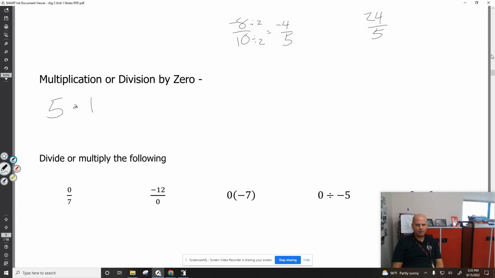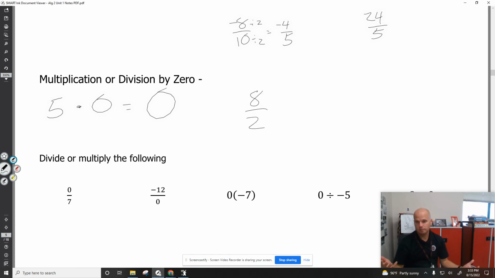What if you have 0 groups of 5? Like you have no groups of 5 at all. What do you have? 0. Right? Doesn't that make sense? So that's multiplication by 0. Whenever you multiply by 0, you get 0. You have 0 groups of whatever. 0. Here's another one.